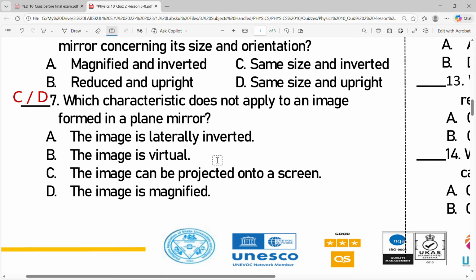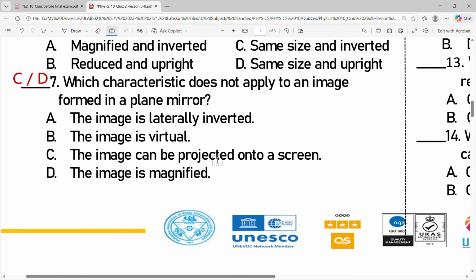So you see that your reflection in a plane mirror is upright. Third one, "the image can be projected onto the screen" is incorrect. This does not apply to an image formed in a plane mirror because an image that can be projected onto a screen is a real image. And remember, a plane mirror only gives us a virtual image. So letter C does not apply to an image formed in a plane mirror.